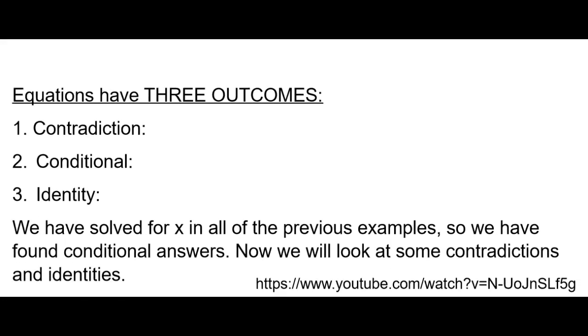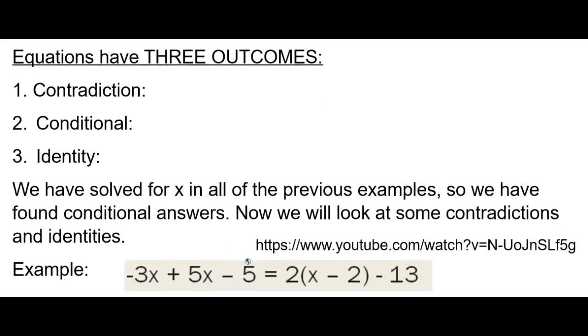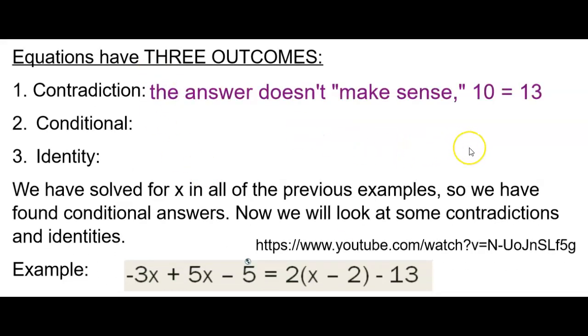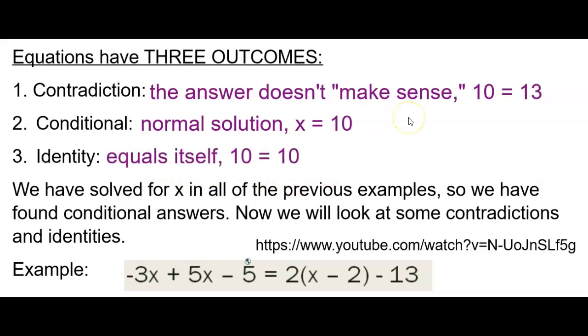So when we're solving equations, they have three outcomes. It could be a contradiction, which means the answer doesn't make sense. So you keep solving and then you get some weird answer like 10 equals 13, and the variable just disappeared and it just contradicts itself. Conditional is what we're used to. We have a solution such as x equals 10. And identity is when we're solving and it equals itself, such as 10 equals 10 or 1x equals 1x, 0 equals 0. It's not really a solution that we're used to.